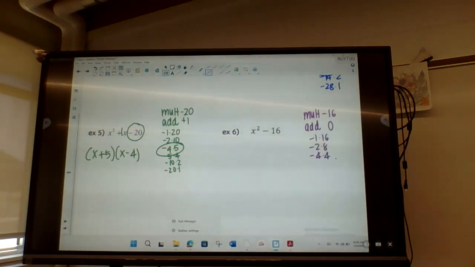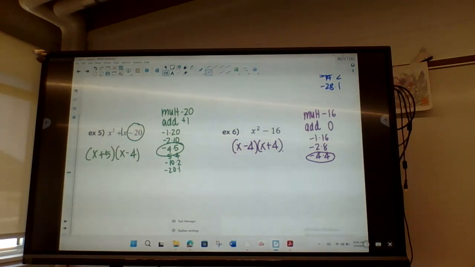if I add a positive and a negative together, they're going to cancel. They'll give me 0. So this will be x minus 4, x plus 4. Eventually, I think those become some of the easiest ones to factor once you notice it. But if you don't notice that it's adding to get 0, it's probably tough. All right, and let's finish up the last 2.